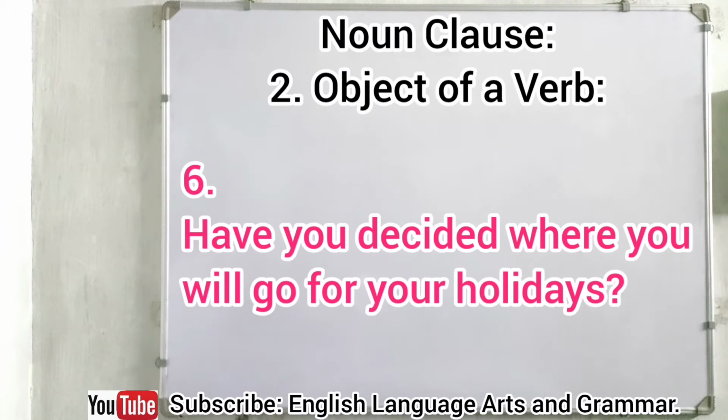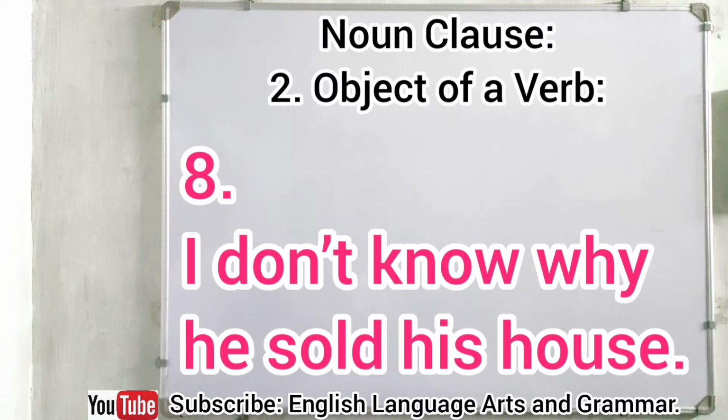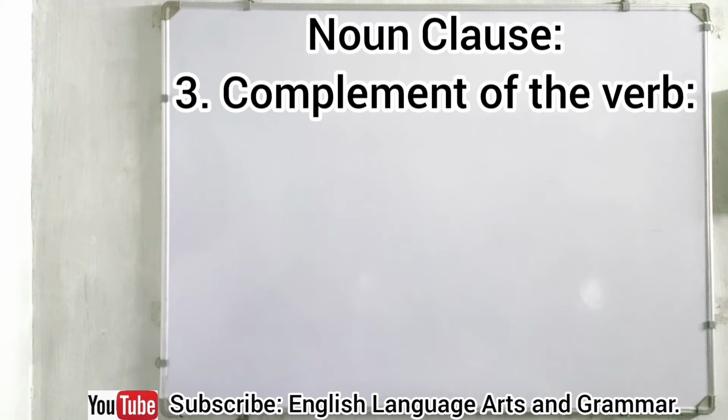Example 6. Have you decided where you will go for your holidays? Example 7. I asked him, how can I reach that village? Example 8. I don't know why he sold his house. Let us learn some examples with complement of the verb.